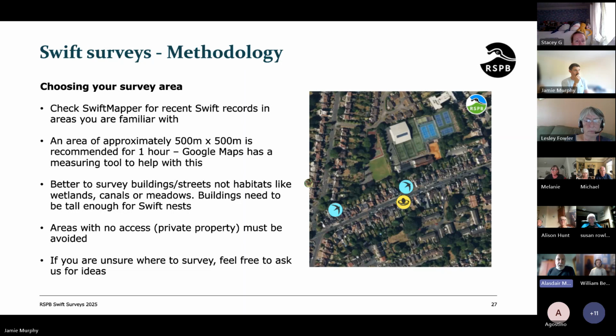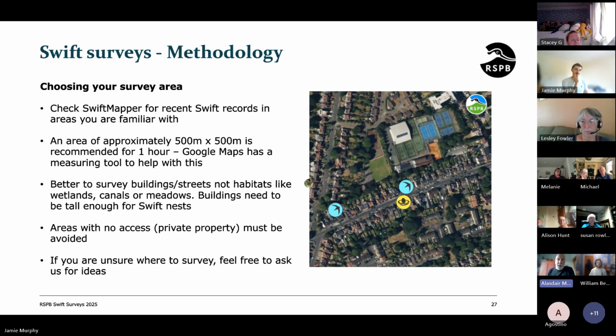What we need you to do is survey areas that have buildings and streets, so not wetlands or canals or meadows. There may be a few swifts flying around and feeding there, but we want to know ideally where they are nesting. So that needs to be buildings. And as Jamie mentioned, they tend to nest above about 4.5, 5 meters. So if you've got an estate of bungalows, it's very unlikely that there'll be many swifts there. They may find a little hole very high on the gable end of a house, but you really want houses of a certain size.